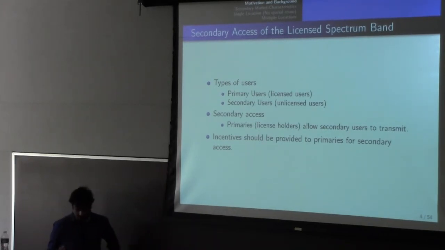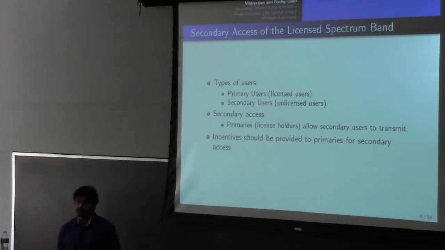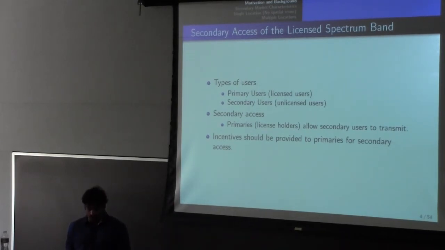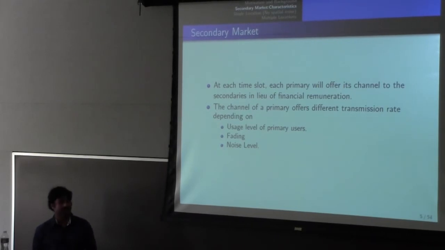But it is not only about giving the idle band to the secondary users. It is also about the incentive. If the primaries do not have any incentive to participate in this kind of market, they will not entertain secondary access. To model these incentives, we consider a market called a secondary market. Here, at each time slot, each primary offers its channel to the secondaries in exchange for some money. The channel of a primary also offers some transmission rate, depending on noise, fading, and the usage level of the primary users, which corresponds to the interference that the secondary users will get.